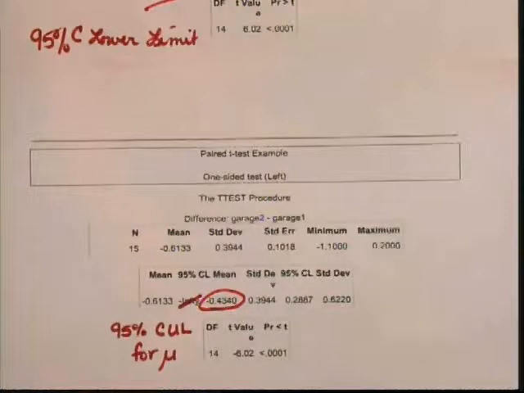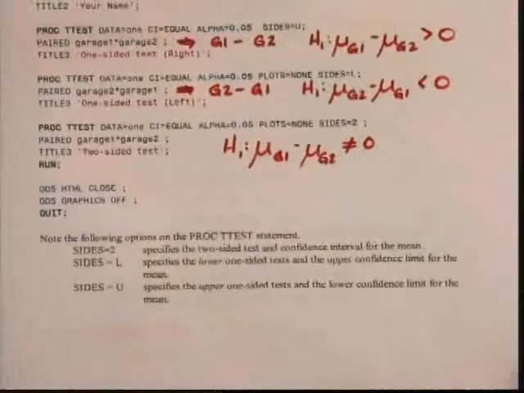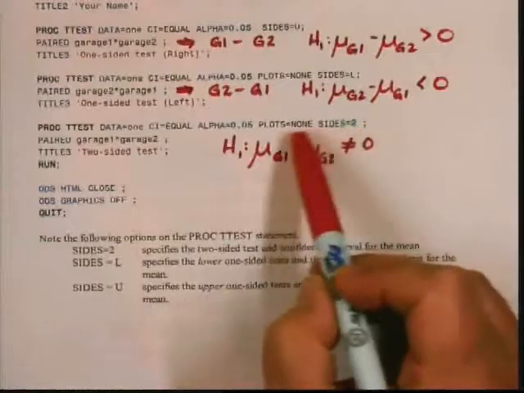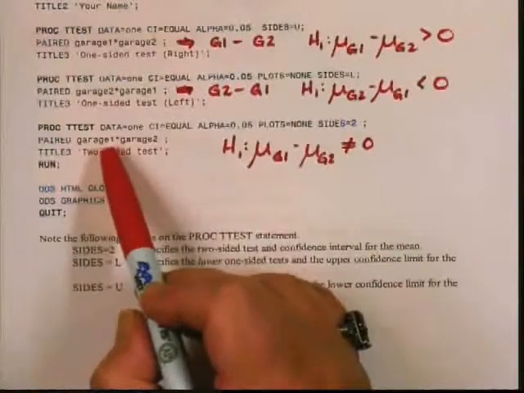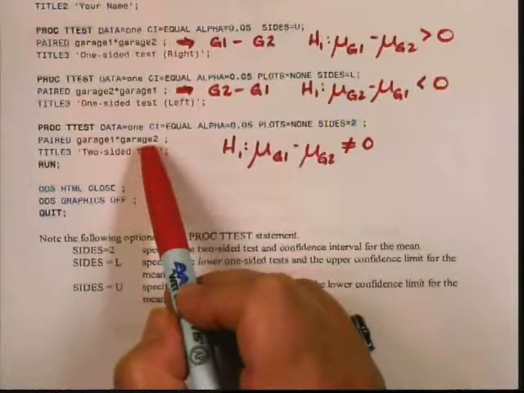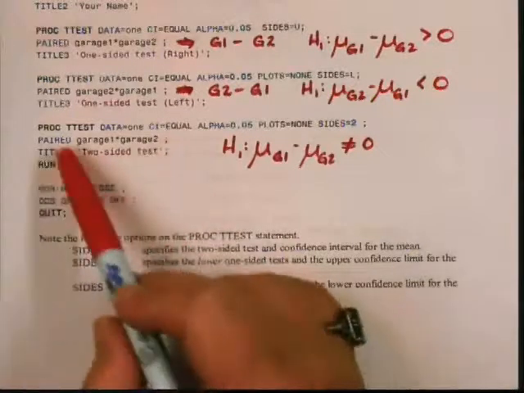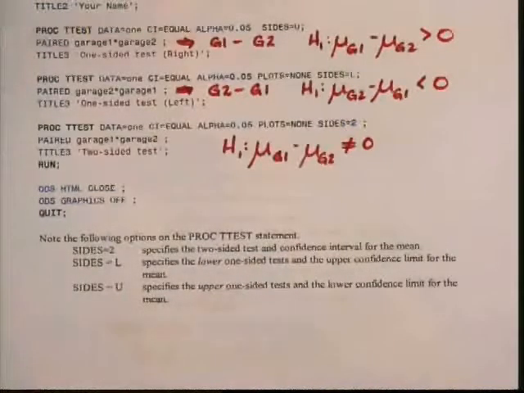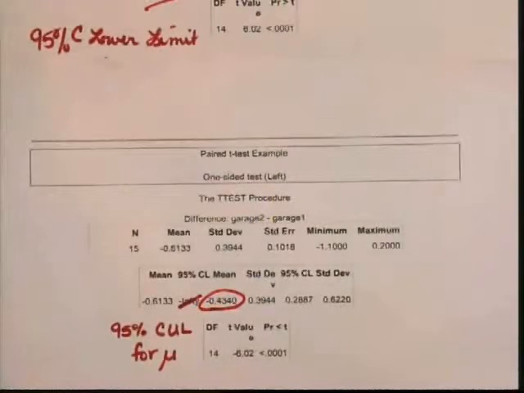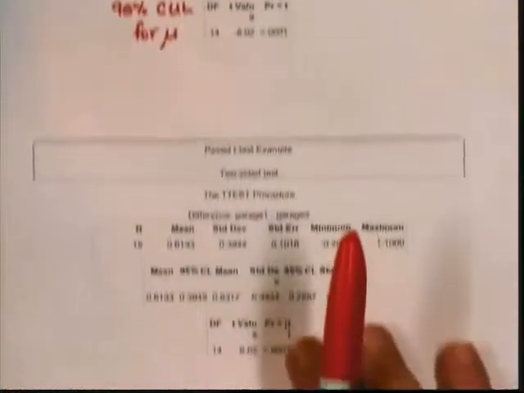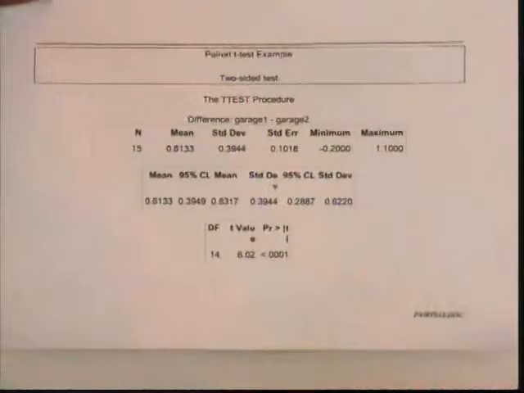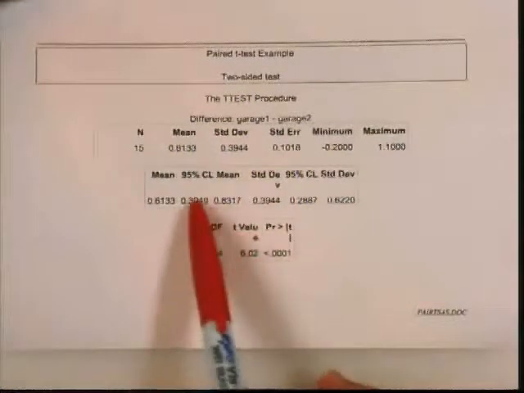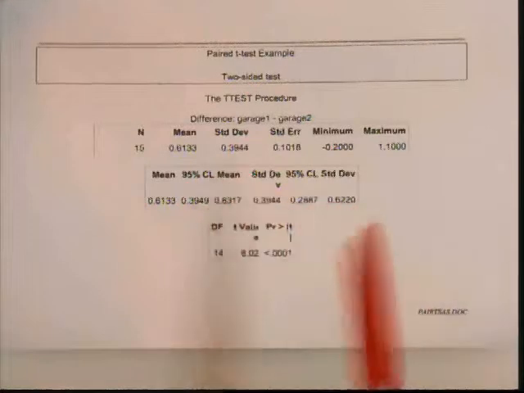Okay. Sides equal 2, suppress the plots. It doesn't matter if I do garage 1 by garage 2 or 2 by 1. Either way would be okay. In fact, you can list them both on the same paired statement. So the two-sided test, we're seeing the same numbers. I just end up with the two-sided confidence interval.